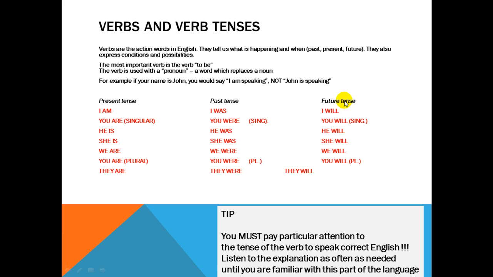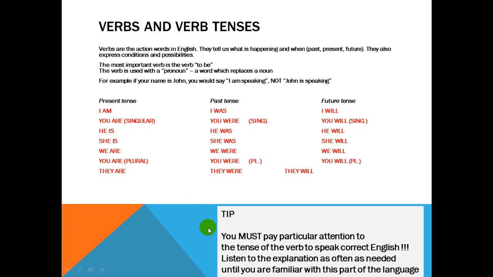The future tense. I will. You will. He will. She will. They will. My apologies. We will. You will. And they will. How are they used in the future tense? I will speak. You will speak. He will speak. She will speak. We will speak. You will speak. They will speak.